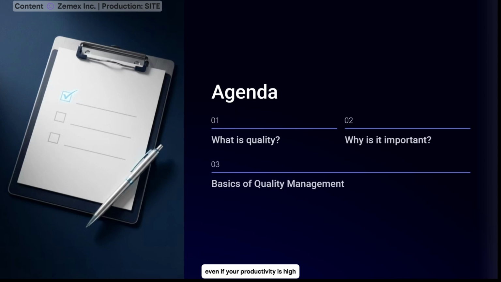Even if your productivity is high, it is of little value if you cannot produce what customers actually want. Processes need to be designed and managed not just to produce a large volume of output, but to deliver the right output in a way that meets customer expectations. In this session, we will explore what quality is, why it is important, and how it can be managed.